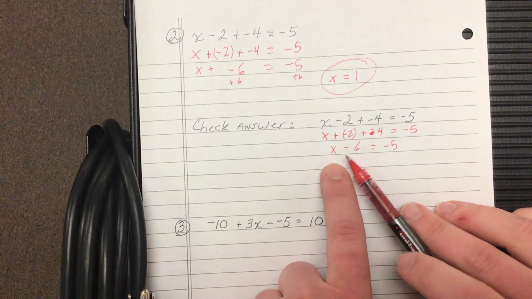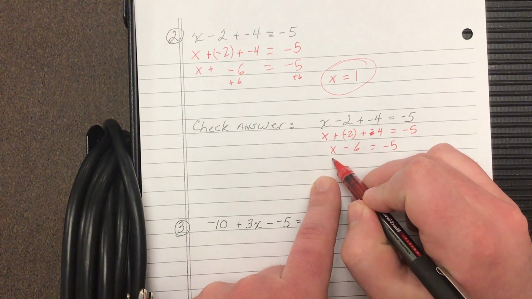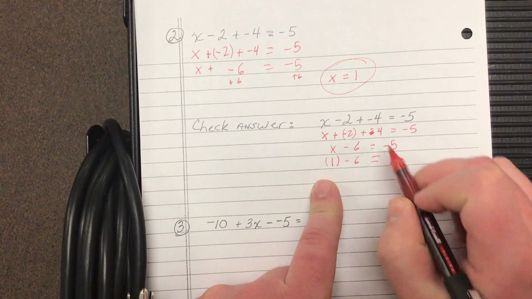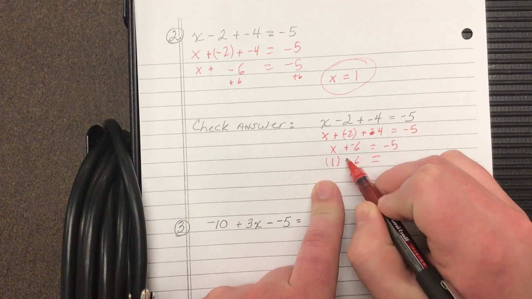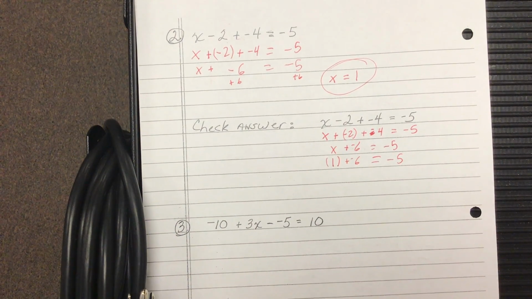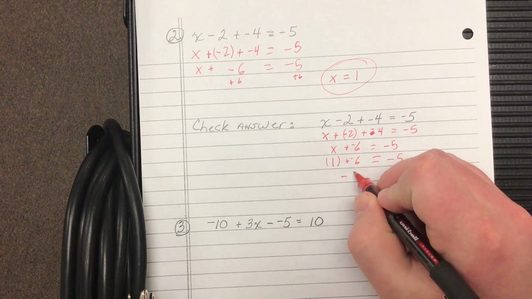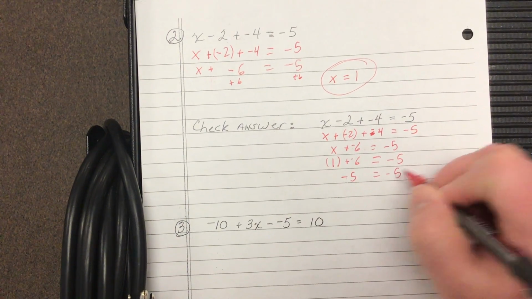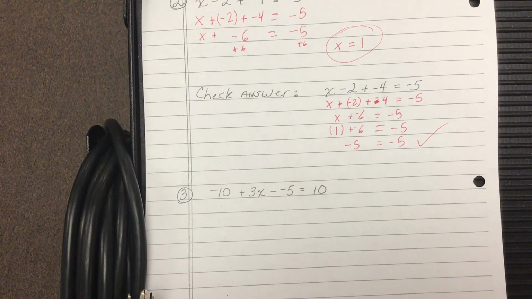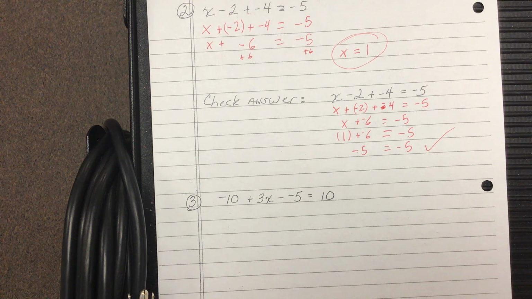Now we just have to plug in. So if x equals 1, we're going to plug in 1 for x. We have 1 plus a negative 6. What's 1 plus negative 6? Negative 5. So is negative 5 equal negative 5? Yes. Yeah, that one's good to go. Why don't you guys try number 3 on your own? I want you to solve it and check it.